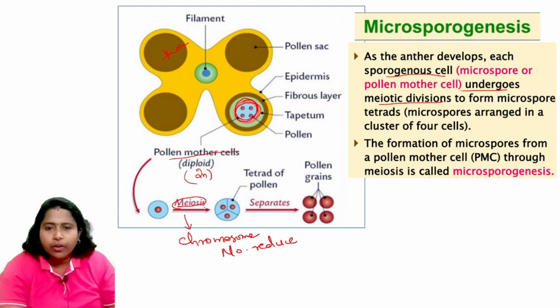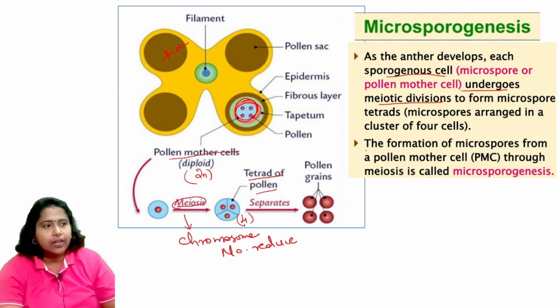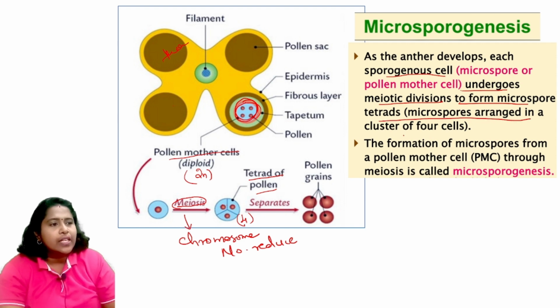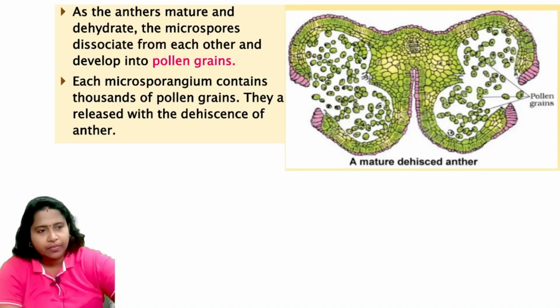After meiosis, it will produce 4 cells, arranged in the form of a tetrad of pollen. That means 4 cells; here 1, 2, 3 are visible, and at the backside one more cell is there. So it forms a tetrad, that is, microspores arranged in a cluster of 4 cells. The formation of microspores from the pollen mother cell through meiosis is called microsporogenesis. So this is the introduction.